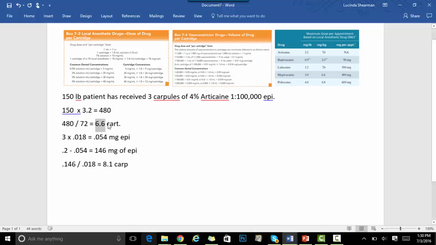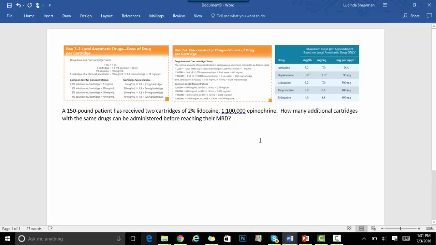So this is the amount of cartridges he can have additional based on anesthetic. This is the amount of cartridges he can have based on vasoconstrictor. So for him, the anesthetic solution is the limiting factor at 6.6 cartridges. Now for this next one, go ahead and stop the video and give it a try on your own and come back and we'll do it together.